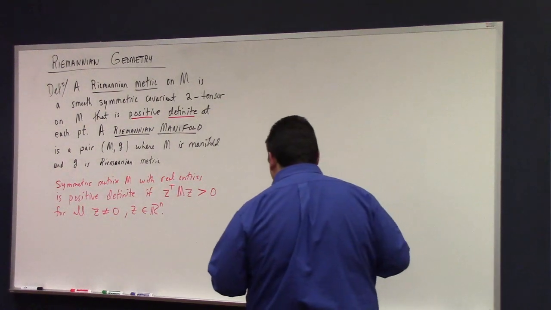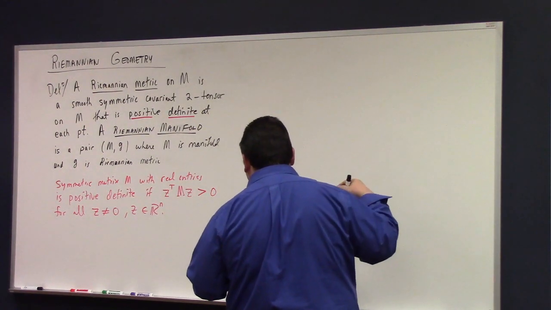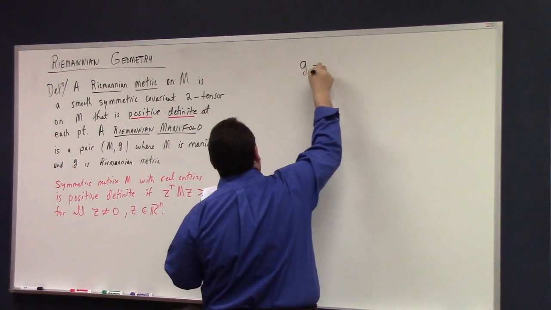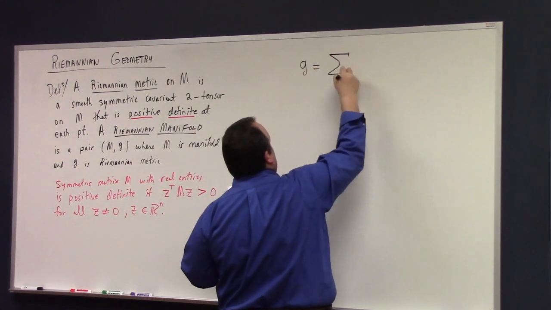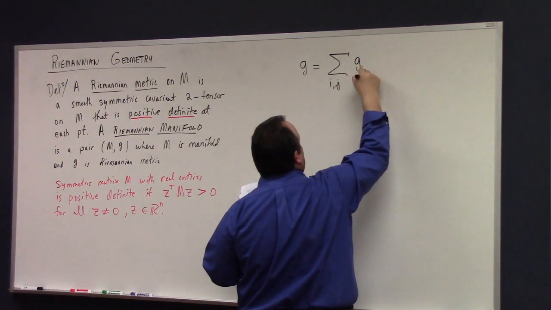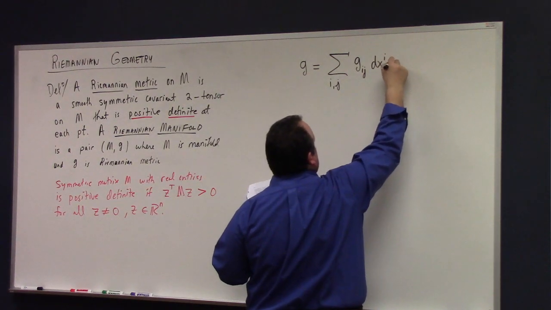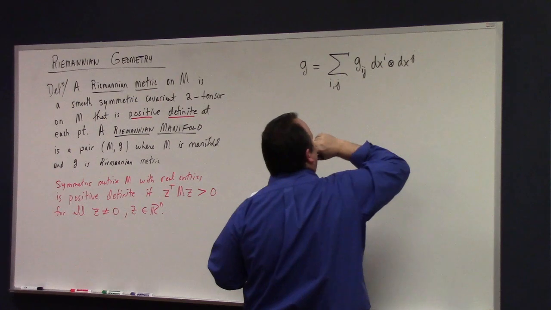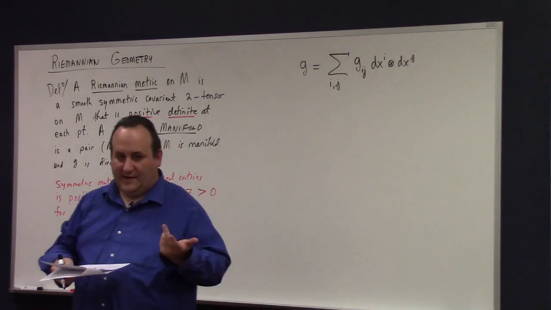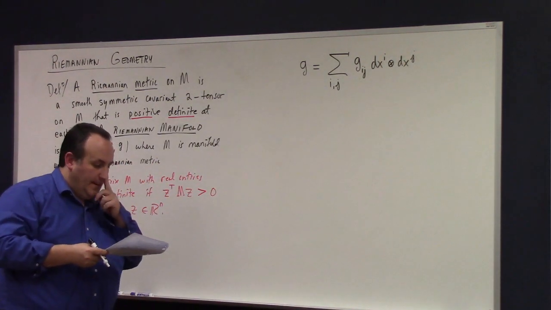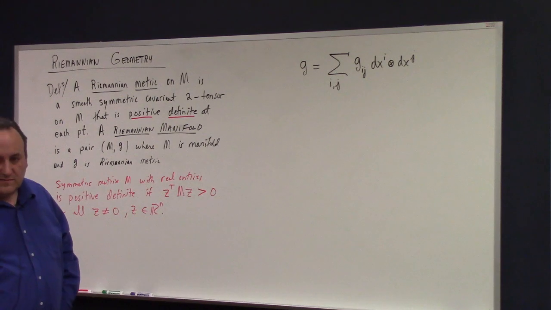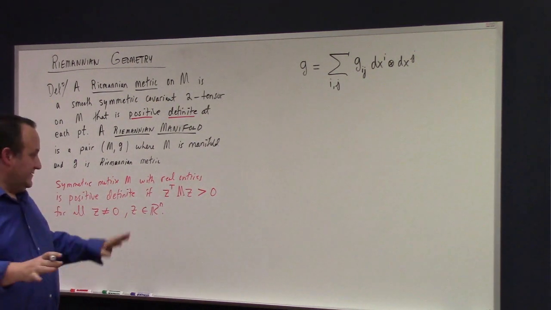So he says in smooth local coordinates, the Riemannian metric can be written like this: g equals the sum of g_ij dx^i tensor dx^j, for points in the manifold that are covered by the chart x, where g_ij is a symmetric positive definite matrix of smooth functions. So that means exactly what we wrote here.